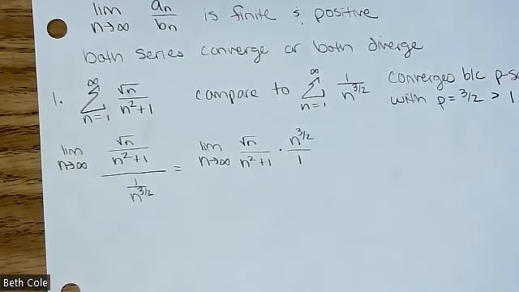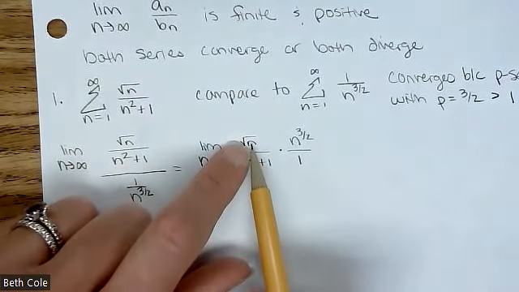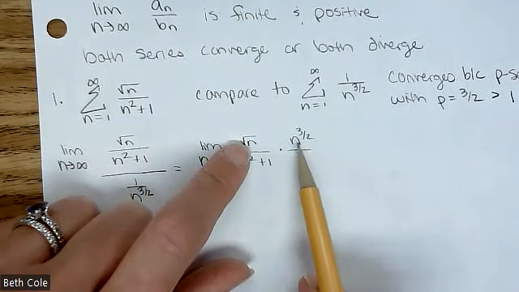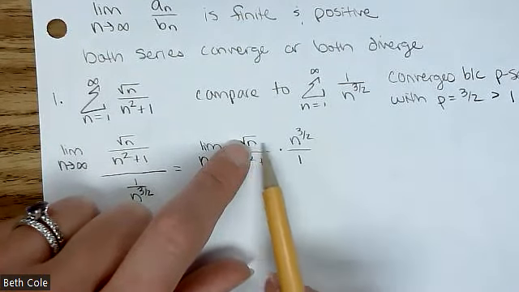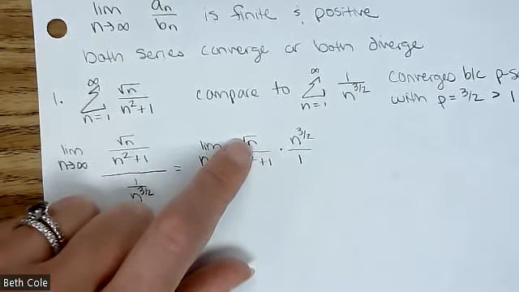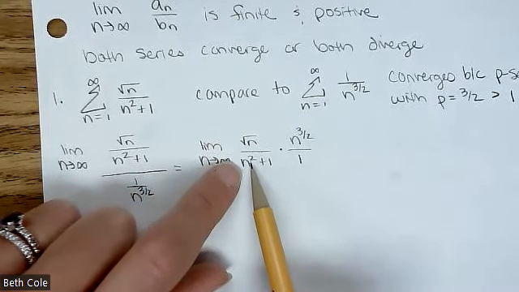And now we're going to do the limit as n goes to infinity. All right, so let's sort through that and see what we have. This is n to the 1/2, and then this is n to the 3/2. So 1/2 plus 3/2 would be n to the 2, n squared, and then this is also n squared.